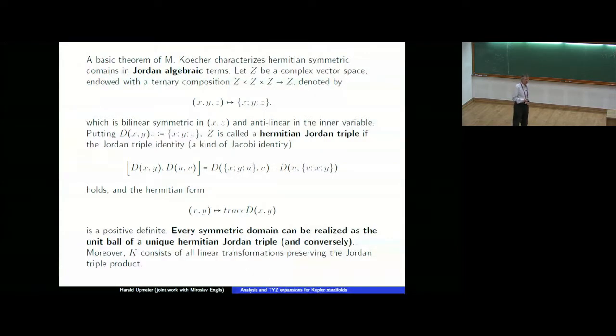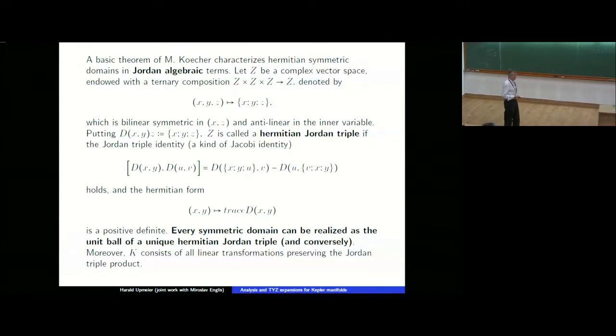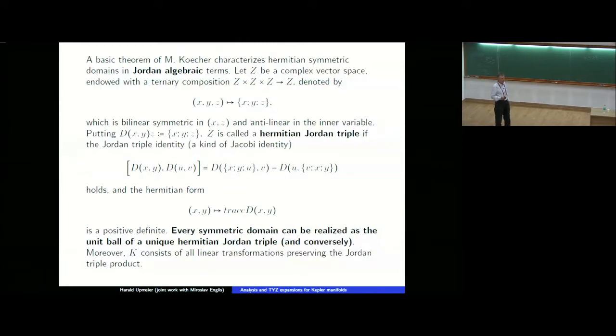As I said, it will never show up again, but in addition, we take the trace form. You would take the Killing form for Lie algebras. Here it is the trace form of the D of x,y. D(x,y) is an endomorphism, has a trace, must be positive definite. So one should say it's a positive definite Hermitian Jordan triple, but we just abbreviate it as Hermitian Jordan triples. So 2 conditions. One is like an algebraic condition of Jacobi type, derivation identity, so to speak, and then positive definiteness of a certain Hermitian form.